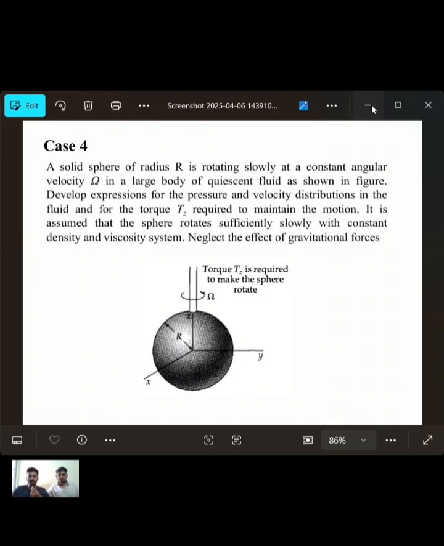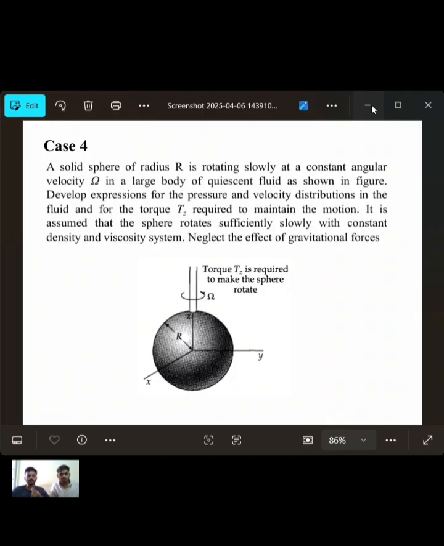So now coming to the given statement in the question, firstly we are given a solid sphere of radius r which is submerged in an infinite quiescent fluid. Quiescent means stationary fluid, and it rotates at a constant angular velocity omega. Now here come our assumptions: the fluid is of constant density, the fluid is of constant viscosity. Also, we have to neglect the effect of gravitational forces.